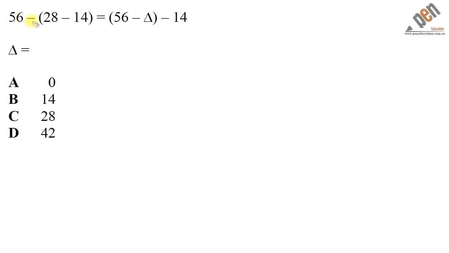We have here 56 minus 28 minus 14. So we write this again as 56 minus 28. Since this is like a minus 1 at the front as we expand this bracket, this is a minus times a minus, giving you a plus 14. And this is equal to 56 minus triangle minus 14 on the right here.